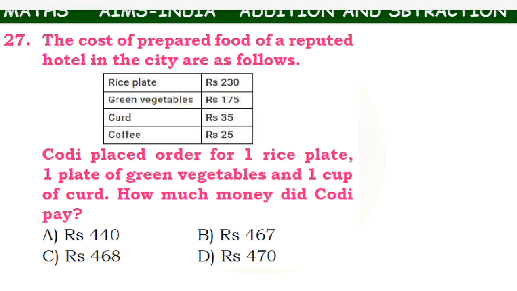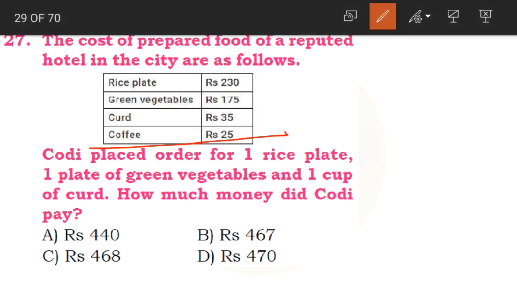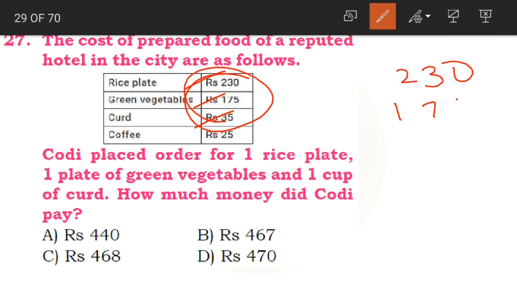Question number 27. So this is the cost of the food items. Cody placed an order for, let us take, 1 rice plate, 1 plate of green vegetables and 1 cup of curd. How much money did Cody pay? Yes, he ordered all these 3 items. So we need to find out the total amount. We need to add these up.